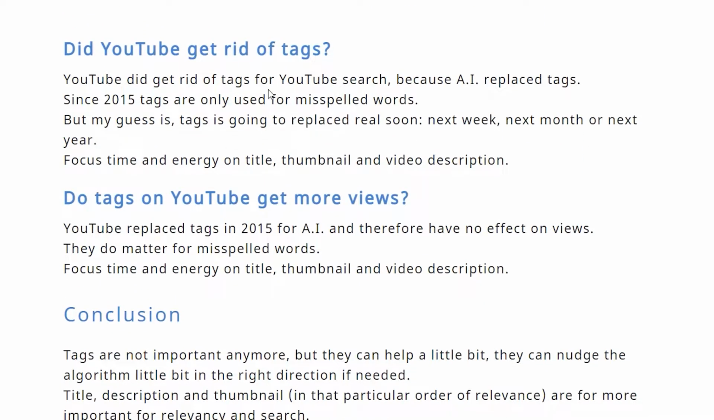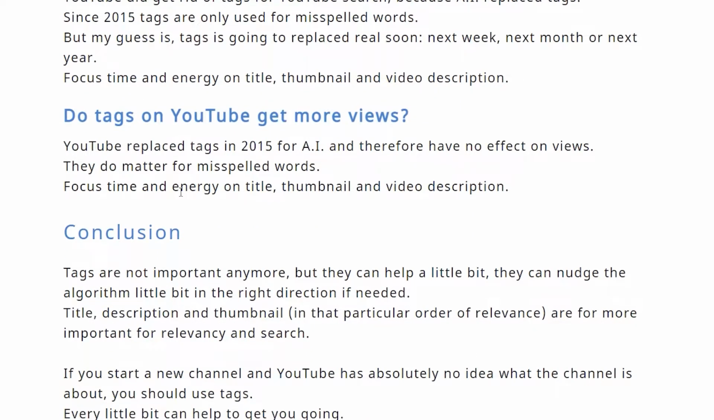Did YouTube get rid of tags? YouTube did get rid of tags for YouTube search because AI replaced tags, since tags are only used for shorts. But my guess is tags are going to be replaced real soon. Next week, next month, or next year. Focus time and energy on title, thumbnail, and video description.